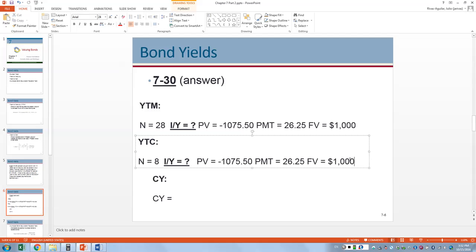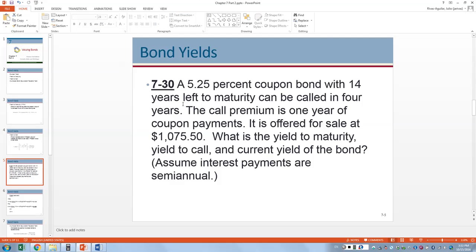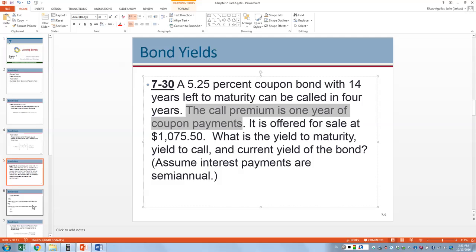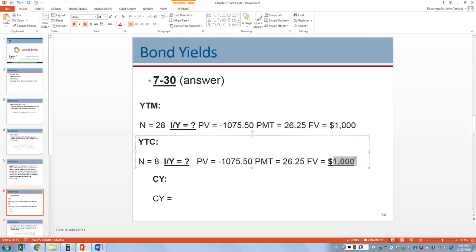Now, this thing right here, I'm going to make a special point. If you notice, the difference between these two is N, and the future value. Same price, same payment. You read the statement right here: the call premium is 1 year of coupon payments. That is, if your bond gets called, you get an additional year of coupon payments as your compensation. We agreed that it was 52.50, right? So you get your $1,000 plus an extra $52.50. So those are the two basic differences.